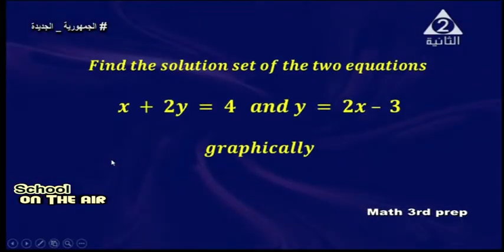Find the solution set of the two equations. Be careful here: x plus y equals 4 and the other one y equals x minus 3. Graphically, notice this first degree equation and this first degree equation each represent graphically a straight line.